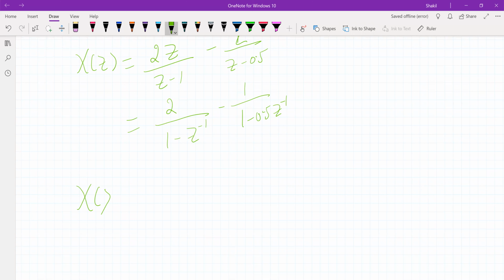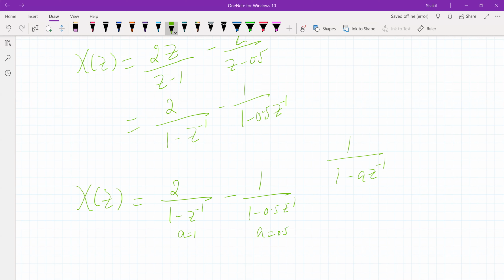So we have factored X of z using the partial fraction method, and we arrived at this. So this is our z transform. Now you can see it is in this form, 1 by 1 minus a z inverse. So you can check each term is in this form. Here a is equal to 1. Here a is equal to 0.5.